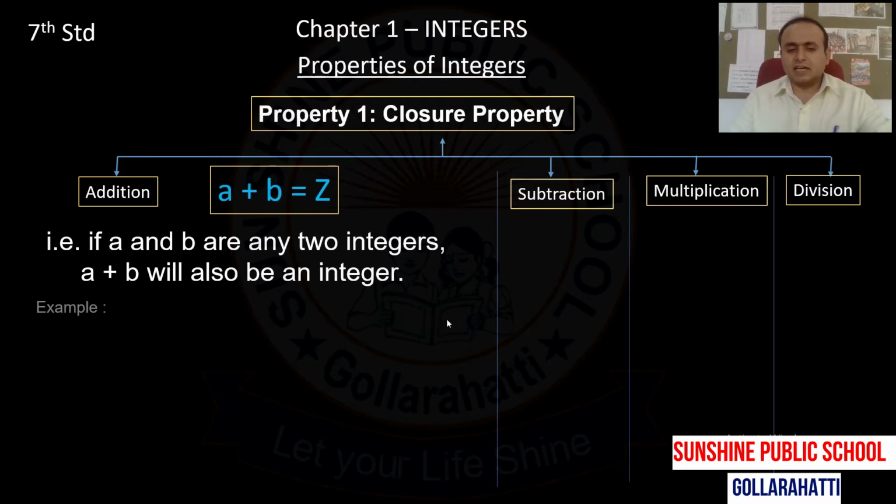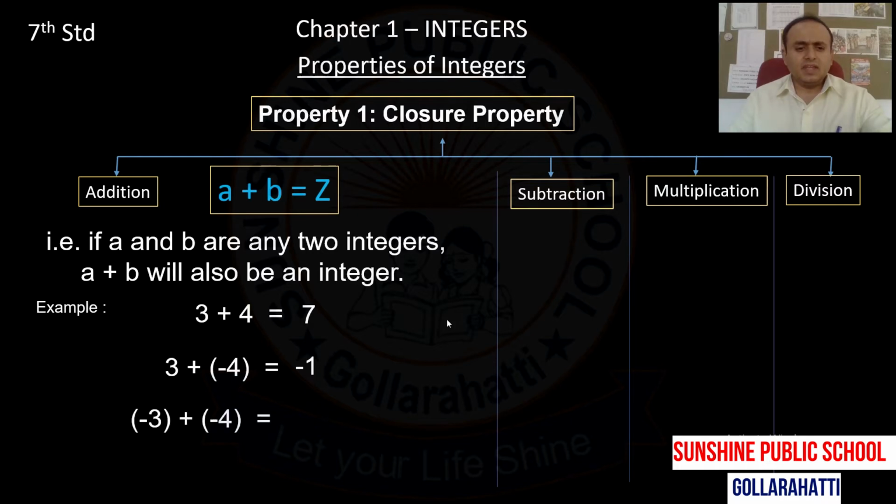So let us see with an example. Example 3 plus 4. 3 is an integer, 4 is an integer. 3 plus 4 is 7. So 7 is also an integer. And next example is 3 plus minus 4. See, 3 is also an integer and minus 4 is also an integer. If you add these two, 3 plus minus 4, you get minus 1. So again minus 1 is also an integer. Minus 3 plus minus 4. So minus 3 plus minus 4 add ಮಾಡಿದಾಗ ನಮಗೆ ಏನು ಬರುತ್ತೆ? You will get minus 7. So again minus 7 is also an integer.